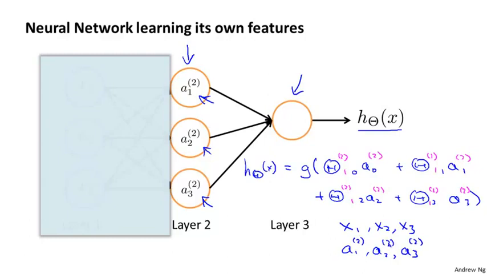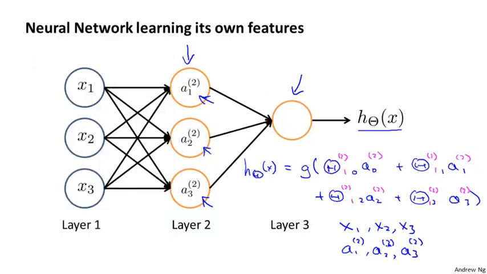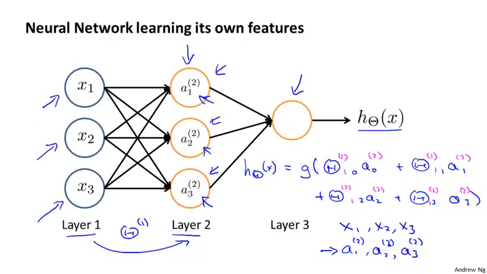And the cool thing about this is that the features a1, a2, a3 themselves are learned as functions of the input. Concretely, the function mapping from layer 1 to layer 2 is determined by some other set of parameters, theta 1. So it's as if the neural network, instead of being constrained to feed the features x1, x2, x3 to logistic regression, gets to learn its own features, a1, a2, a3, to feed into logistic regression.